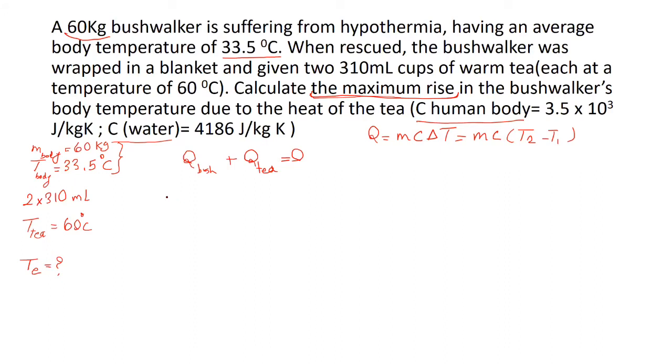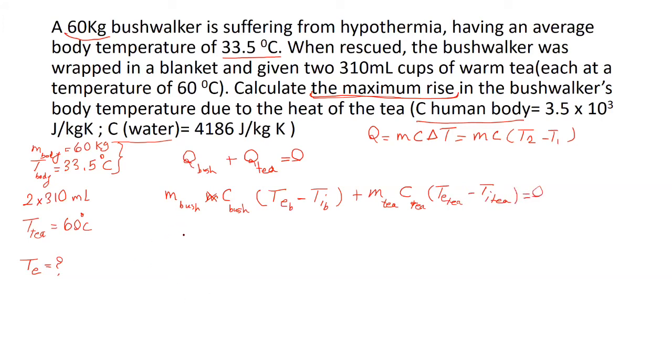So I say, okay, Q for the bushwalker is M for the bushwalker times its C, times T equilibrium, that is the final temperature, minus the initial temperature for the bushwalker, plus Q for the tea, and then for the tea again it is M for tea, C for tea, that is the same as water, times TE for tea minus T initial for tea. There equals 0.